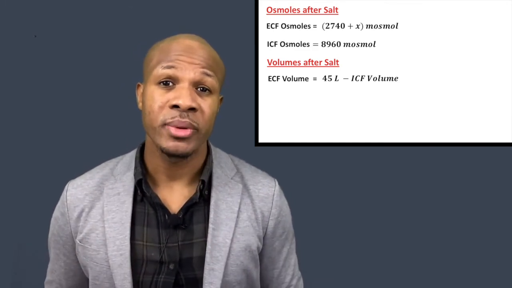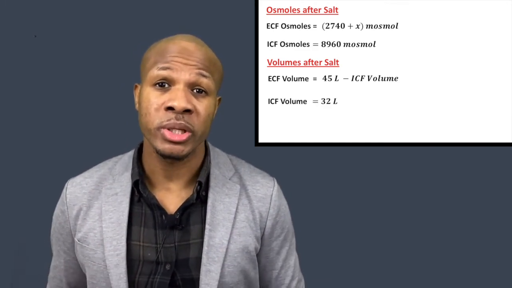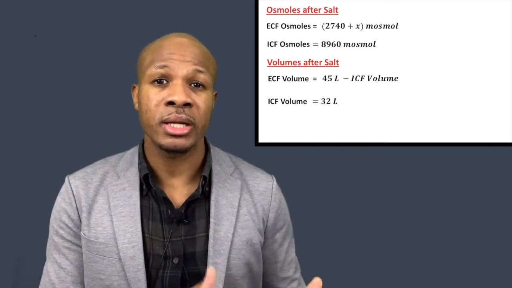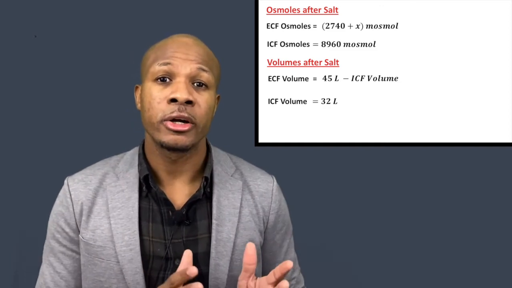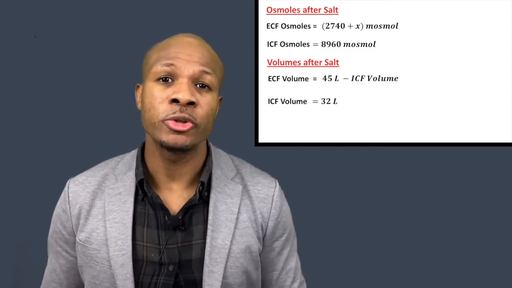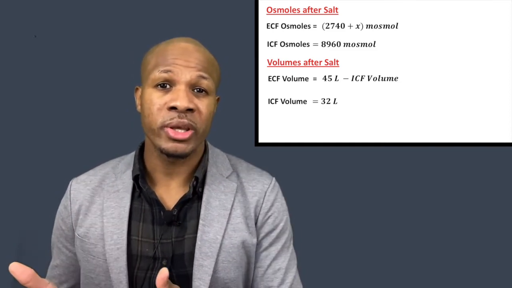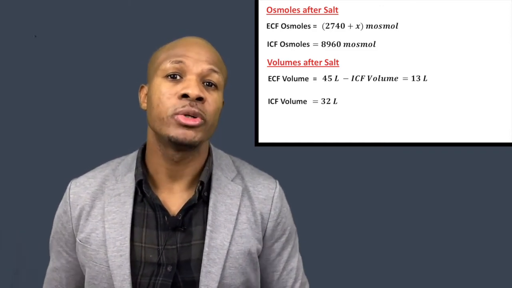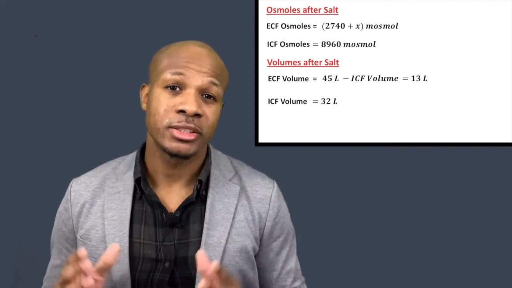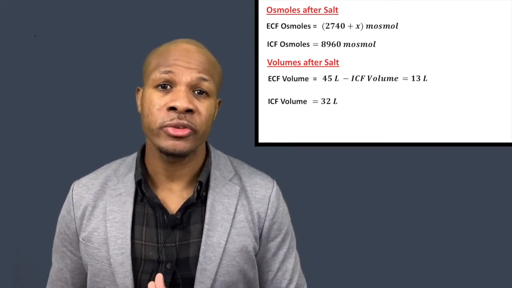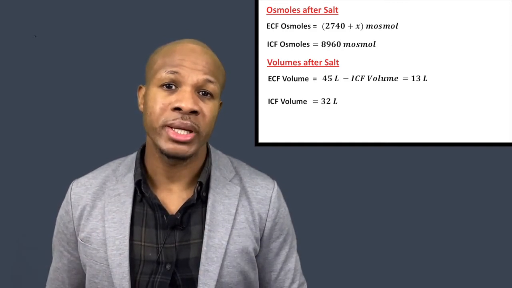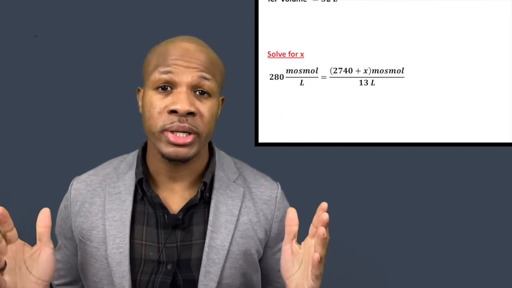And initially, the fluid volume of the intracellular fluid was 32 liters. So if she consumes the right amount of salt to get her osmolarity back to normal, her intracellular fluid volume will be 32 liters. And now that we know this, we can figure out the extracellular fluid volume, which will be 45 minus 32, which will be equal to 13 liters. So 13 liters will be the fluid volume for the extracellular fluid, and 32 liters will be the fluid volume for the intracellular fluid. All right, so now we're ready to solve for X.